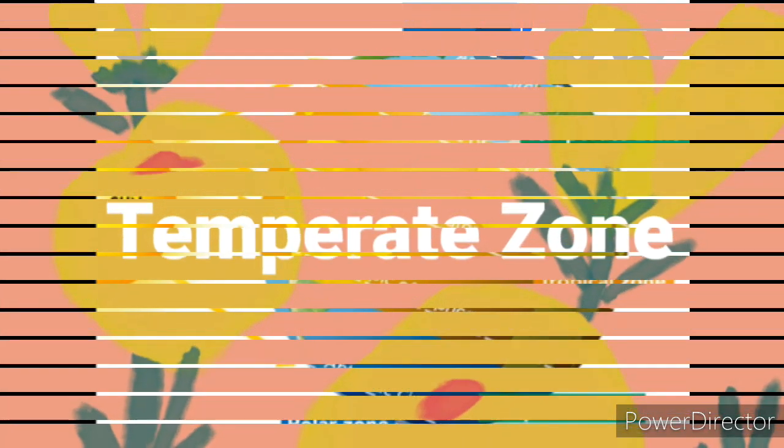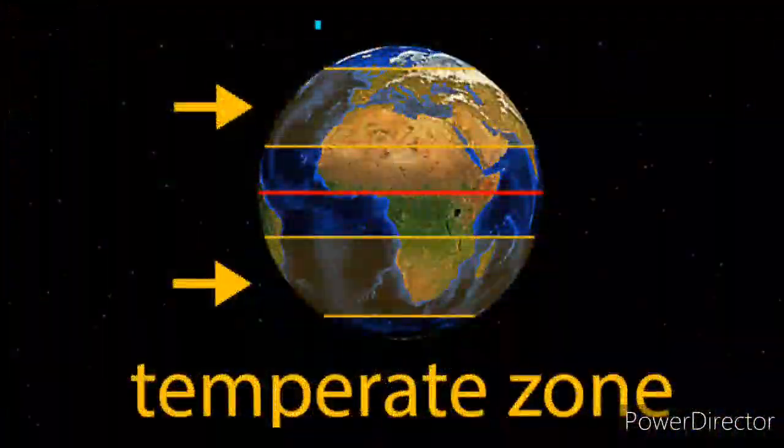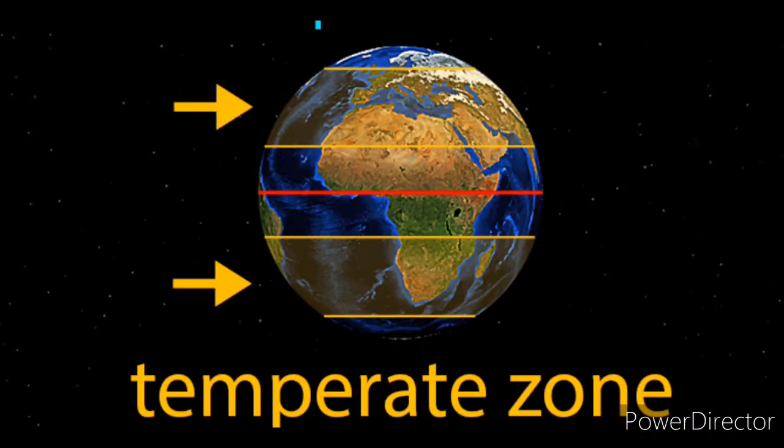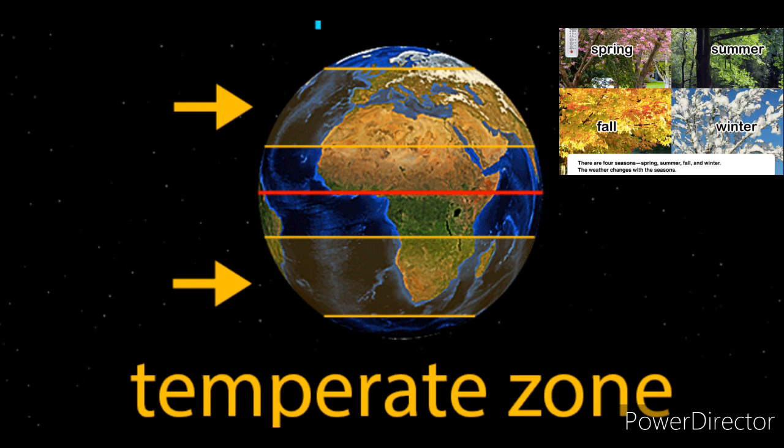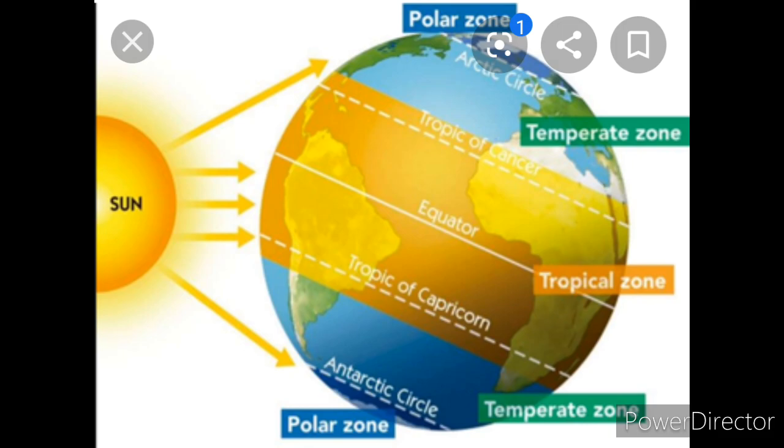Next, the temperate zone, which falls between the 2 tropics and the Arctic Circle in the north and Antarctic Circle in the south, respectively. This is the perfect zone where you enjoy all the 4 seasons, the winter, spring, summer, and fall or autumn, because the sun is never directly overhead.